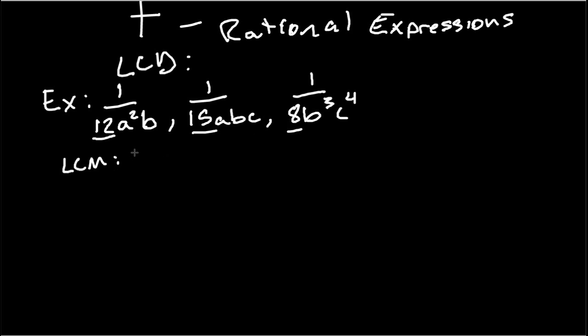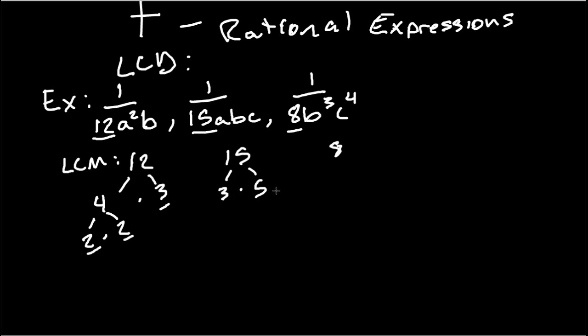Now this is really easy to do. All you do is line up your numbers and factor each one into its most basic form. So 12 is 4 times 3, and 4 is 2 times 2. So this factors to 2, 2, 3. And 15 is pretty easy. It's just 3 times 5. And 8 is 2 times 4. Well, 4 is 2 times 2. So 8 is 2, 2, 2.